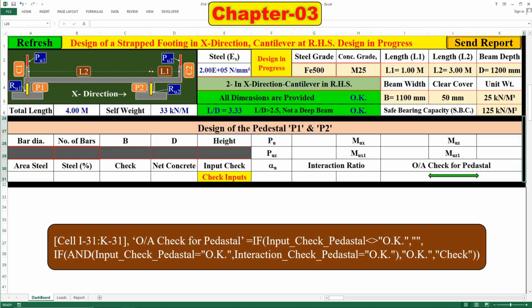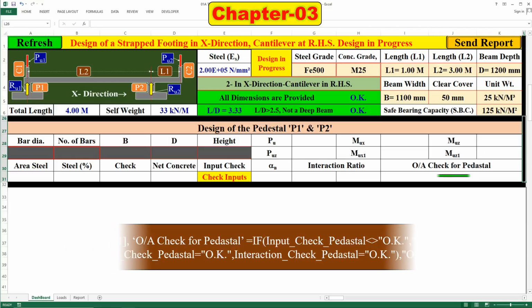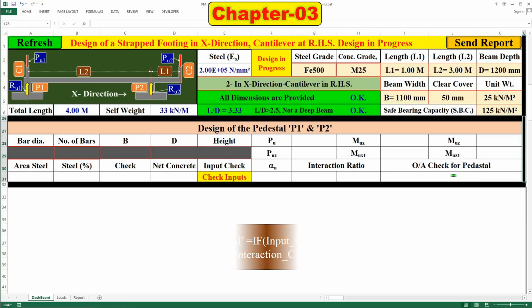With this, following the pedestal design, we are shifting our focus to Chapter 4, the design of the left-hand pad footing, F1.